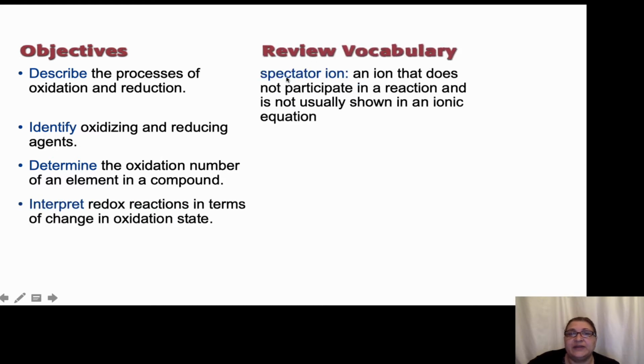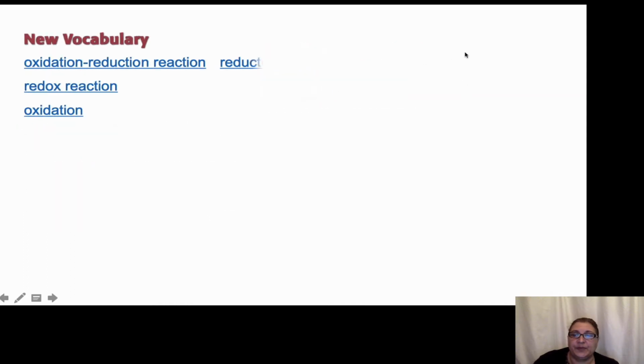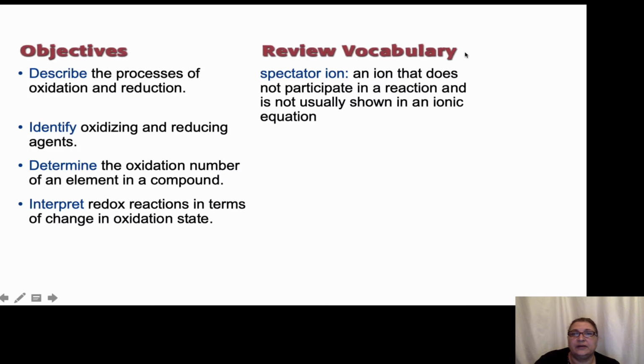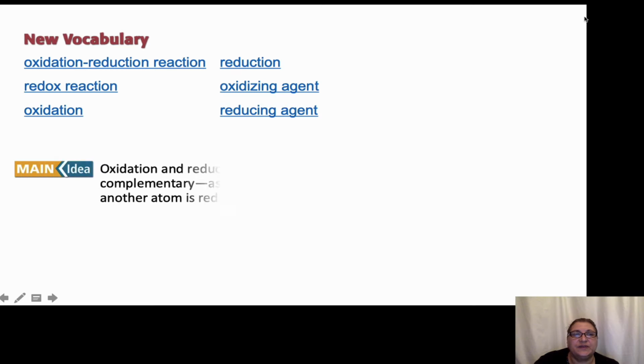Review vocab is spectator ion. Spectators are ions that don't really take part in the reactions. I mean, they show up, but they don't really take part in the oxidation reduction reaction. These are the terms that we're going to learn.